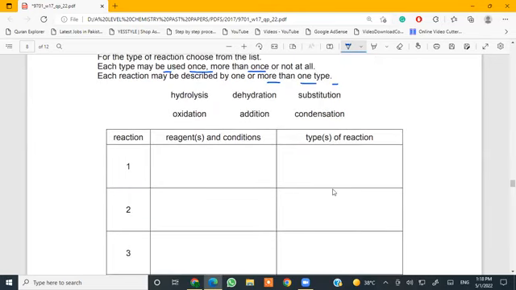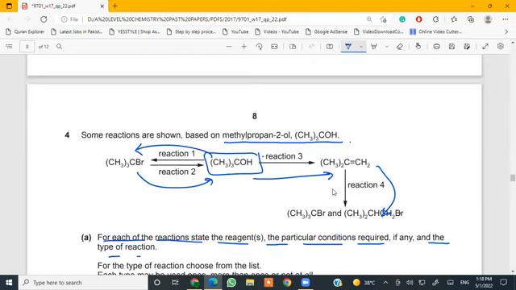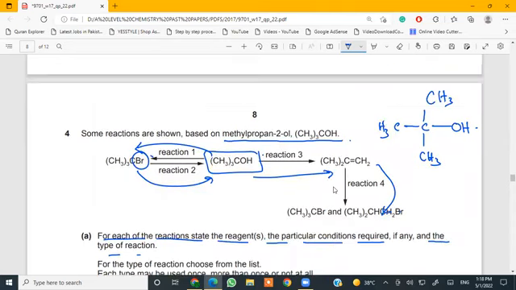So these are the types of the different reactions that you have. You need to write down the reagents and the types of reactions for each of them. So if you look at reaction 1, this is methylpropane 2-ol, sorry. So let's write it down. This is the formula of methylpropane 2-ol. We need to convert it into a brominated product.